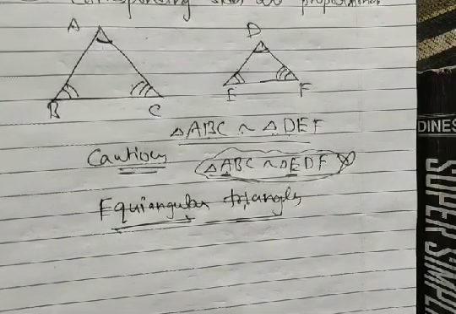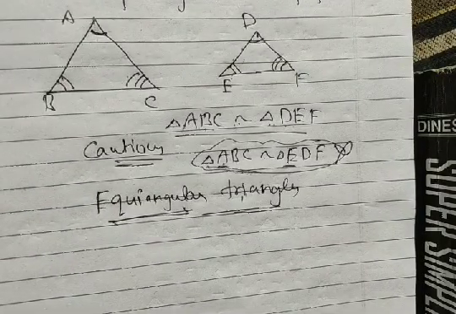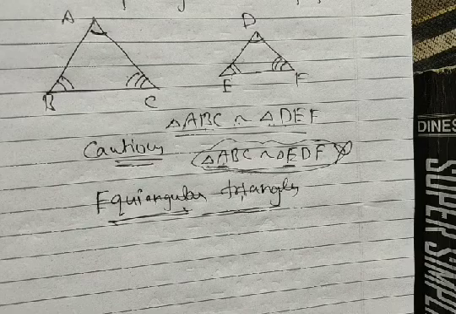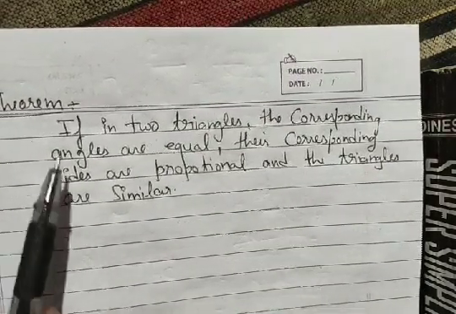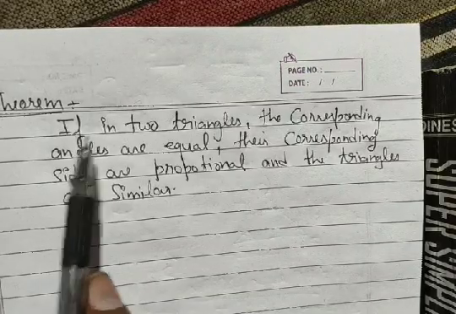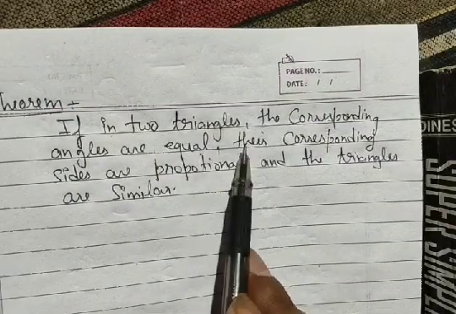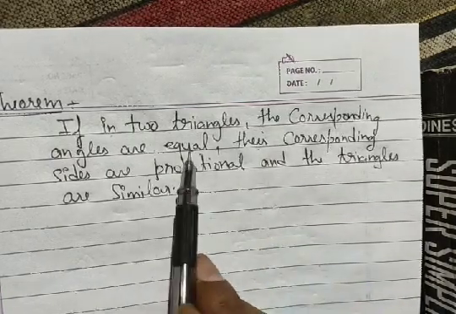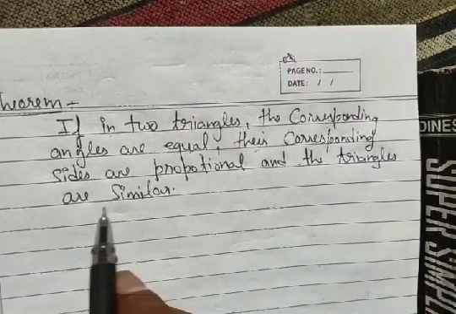Now these are some basic concepts. Now we are going to move on to some criteria we use for proving whether two given triangles are similar or not. We start with the statement of a theorem. If in two triangles the corresponding angles are equal, then their corresponding sides are proportional and the triangles are similar.